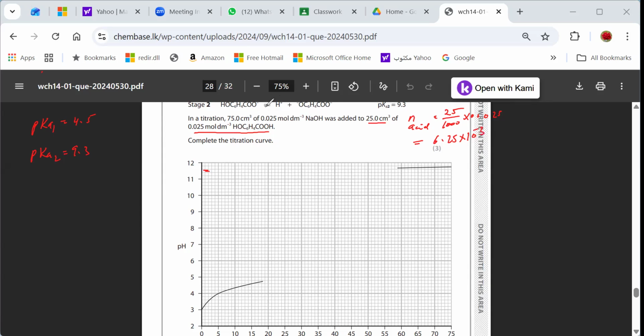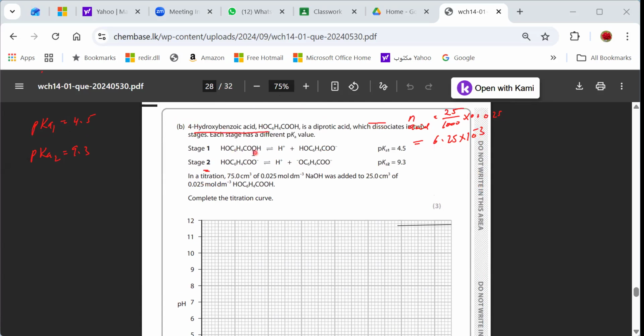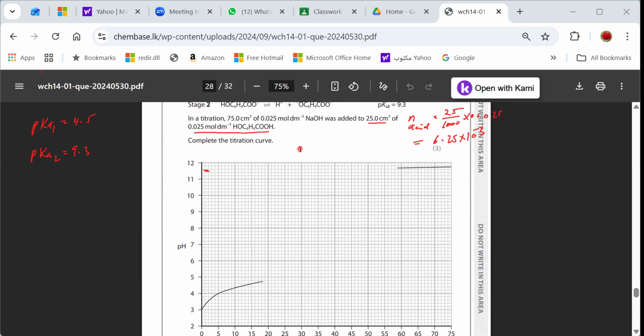And since the mole ratio for the first pKa, we said, means that only one of the protons went out, right? Yes? I got 10 to the power minus 4. Minus 4 or minus 3? I got minus 3. Let me do it once more. 25 over 1,000 times 0.025. Yes, maybe I wrote something else. Yes, thank you so much, Yasir. So this is 6.25 times 10 to the power minus 4.